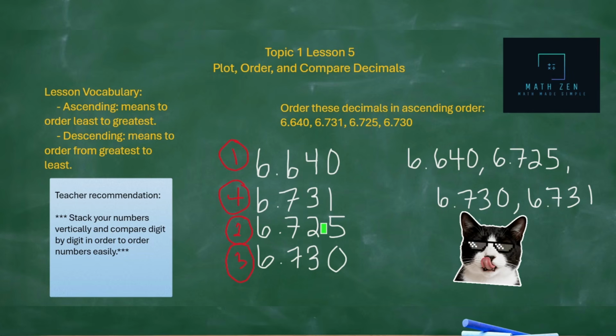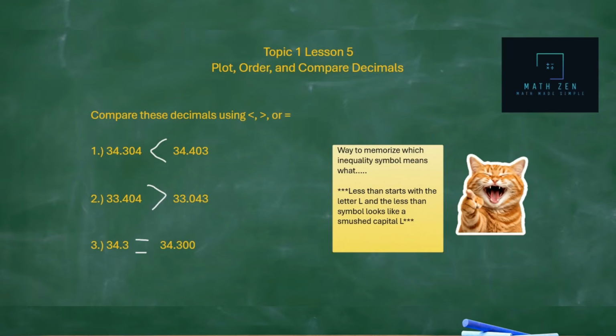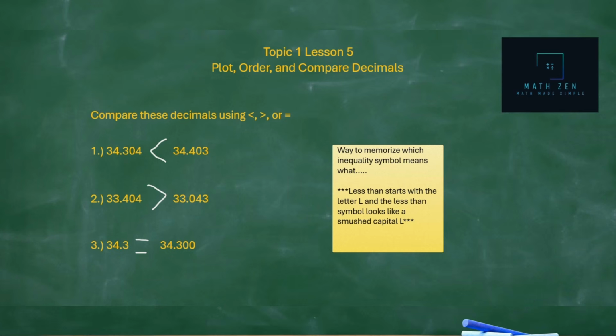Now, on the next screen, we're going to go over how we can compare decimals using less than, greater than, or equal to. All right, now the final part of this lesson happens to be the easiest part. Oh, thank God. On this screen, all we're going to be going over is how we can compare decimals using inequality symbols of less than, greater than, or equal to.